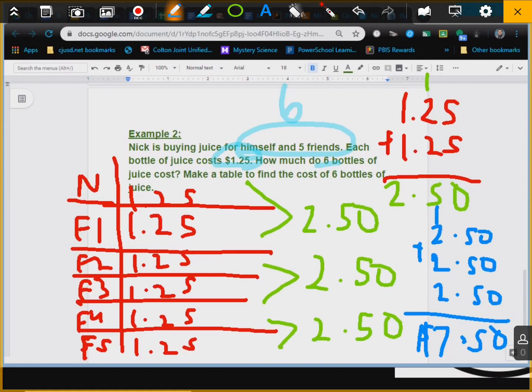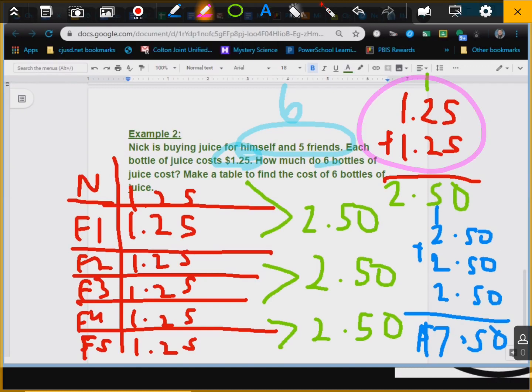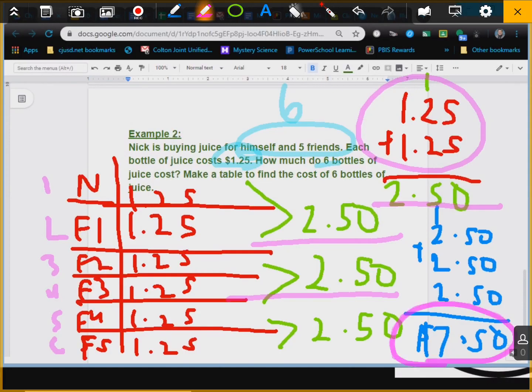Okay, let me go over what I did again. First, I found out how much it is for 1.25 plus 1.25. That got me $2.50. Well, I know since there's 6 people total, I can just do 2.50 3 times, which is 6 divided by 2, right? These 2 will be 2.50, these 2 will be 2.50, and these last 2 will be 2.50. Knowing that, I can add that up, and that'll get me my total of $7.50.